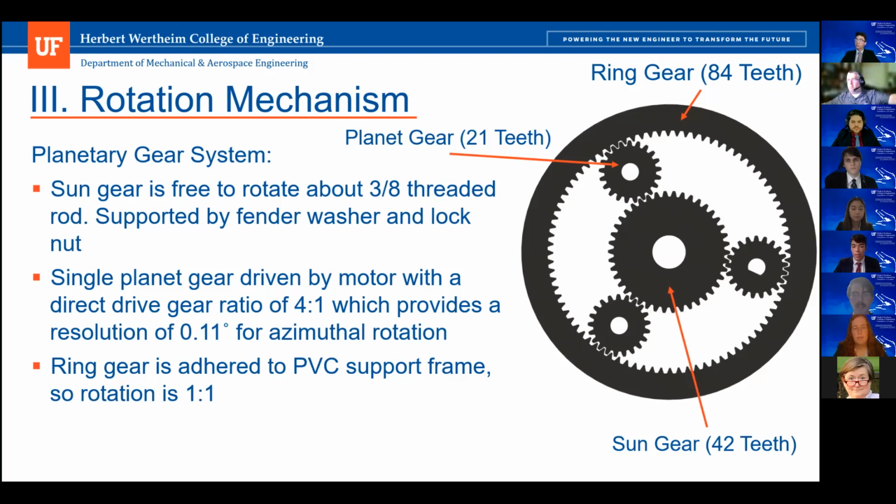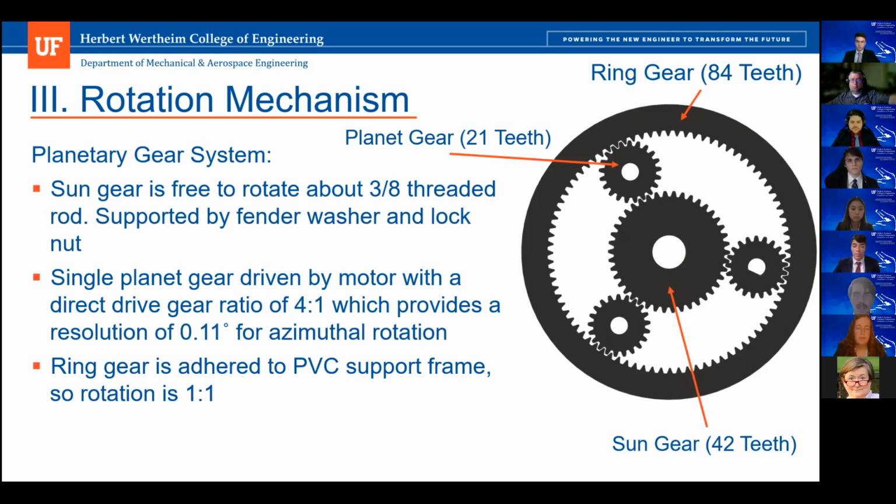A single key planet gear is driven by our 400-step motor. Since the other 2 planet gears are fixed and only allowed to rotate about their own vertical axes, this is a direct drive system. The ratio of this drive system is 4:1, which allows us to achieve a resolution of 0.11 degrees for the azimuthation of our HELIOS set. This includes half-stepping our motor.